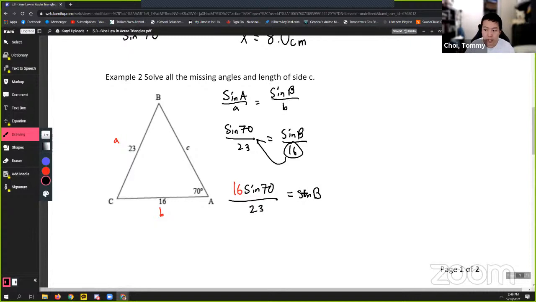So how do we get rid of sine again? Do you remember how to get rid of sine? What's the opposite of sine? Sine inverse, thank you. So we're just going to sine inverse this whole fraction. And there's angle B.